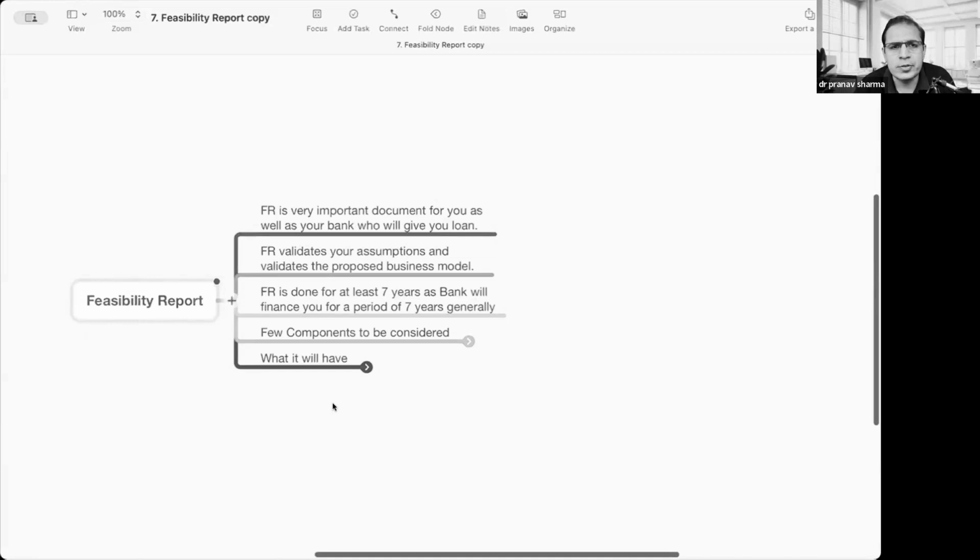These are the two things. If you want money from the bank, they will ask what you will do with their money. So you have to give the plan to them. That project plan is the feasibility report.